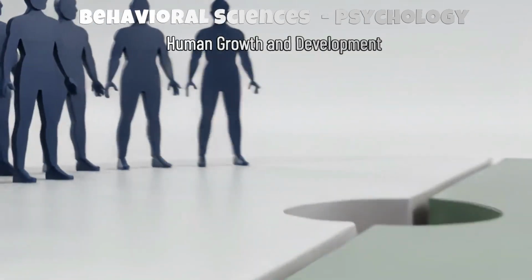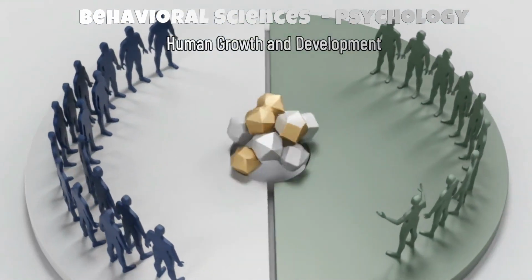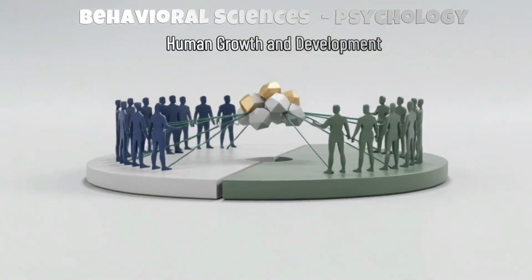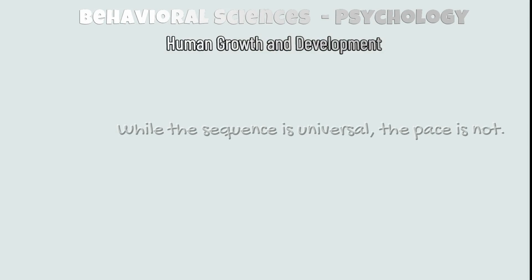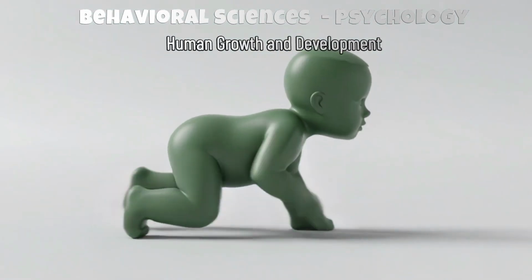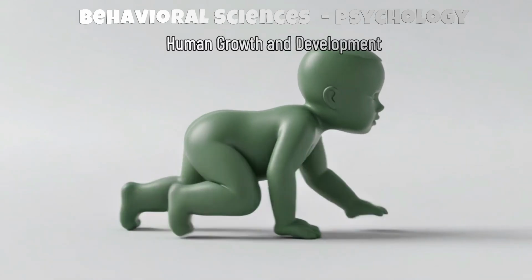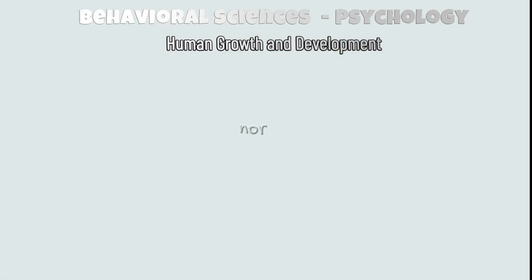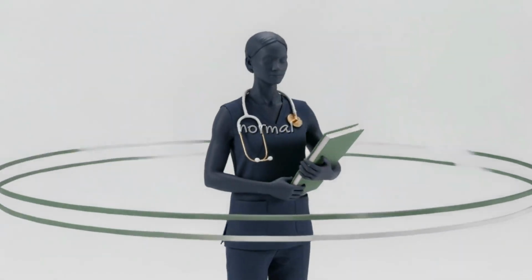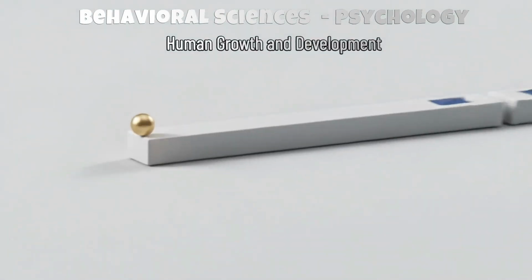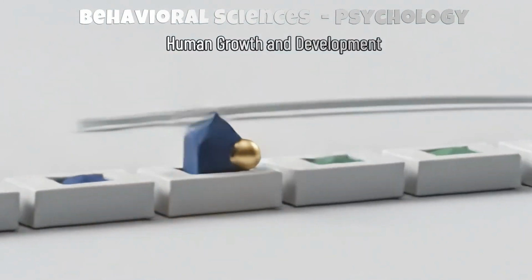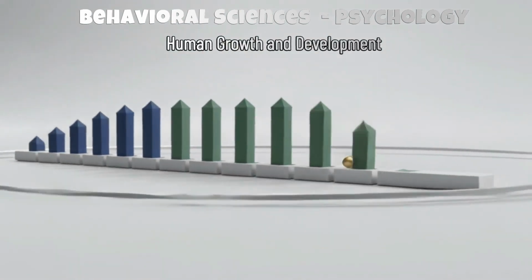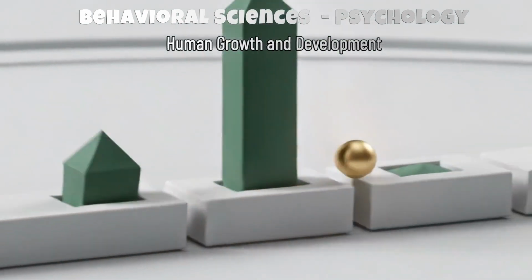Principle 6. Individual differences exist. The sixth and final principle to highlight is that there are individual differences in the rate of development. While the sequence is universal, the pace is not. Some children walk at 9 months, others walk at 14 months. Both can be completely normal. As nurses, this is critically important to understand because we must assess development within a range, not against a single rigid timeline.